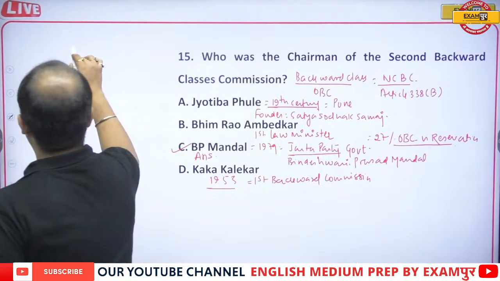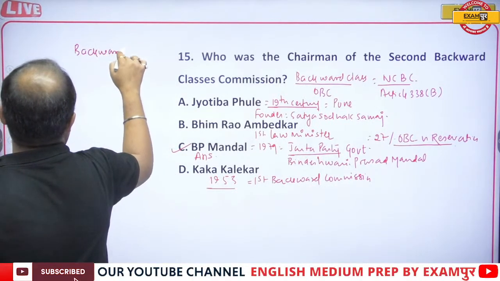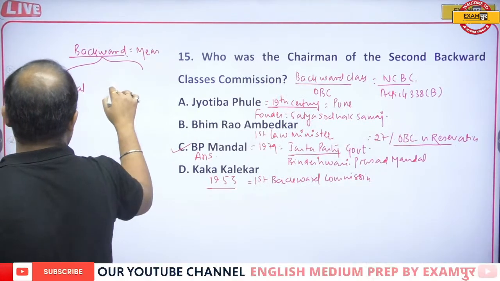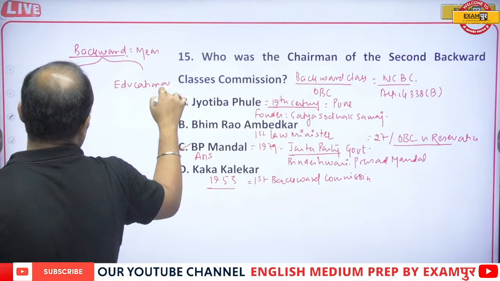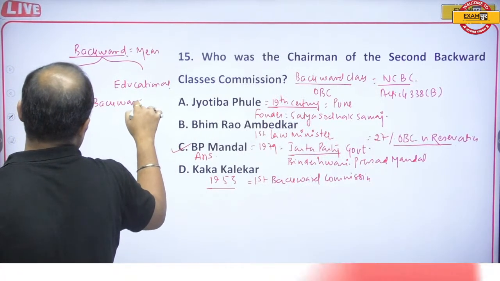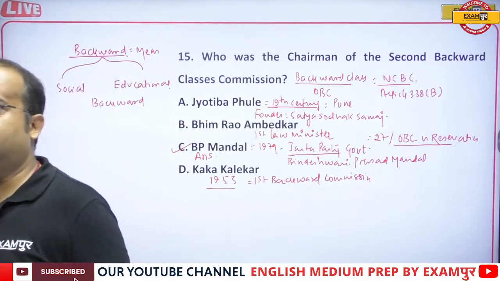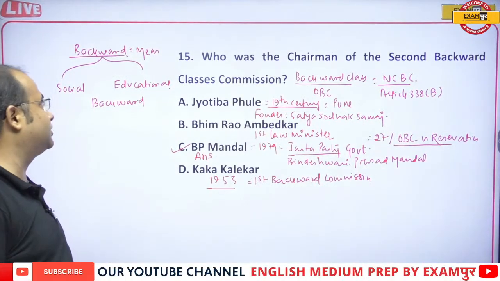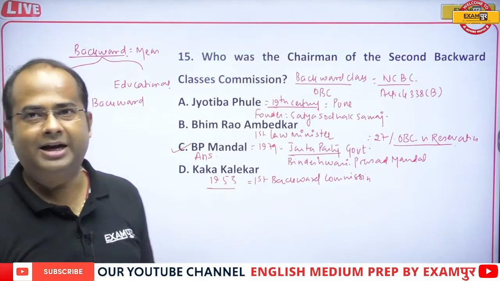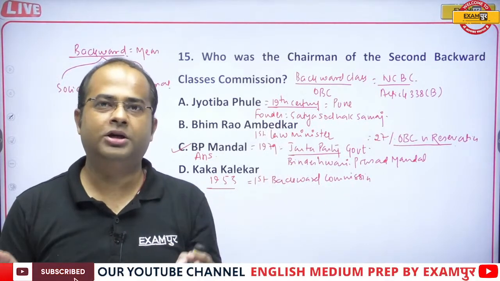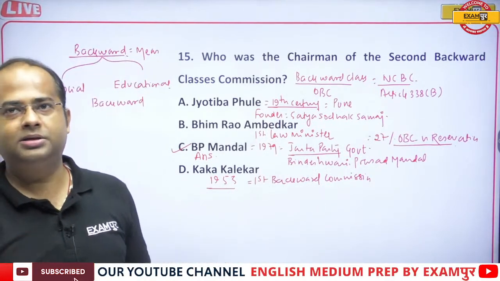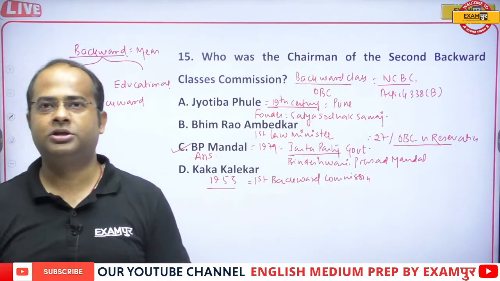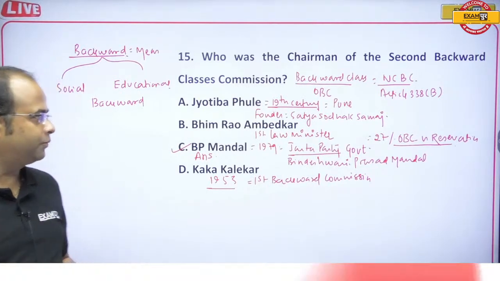And this backward means social and educational backward. Backward does not mean economic backward. Economic backwardness comes under the EWS category, whereas social and educational backwardness is under SC, ST and OBC. That is the definition of backwardness in our constitution: social backwardness and educational backwardness. Therefore, the correct answer will be option C.